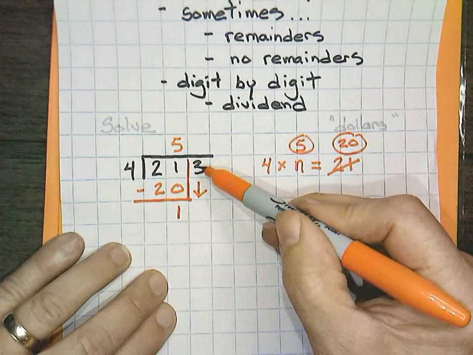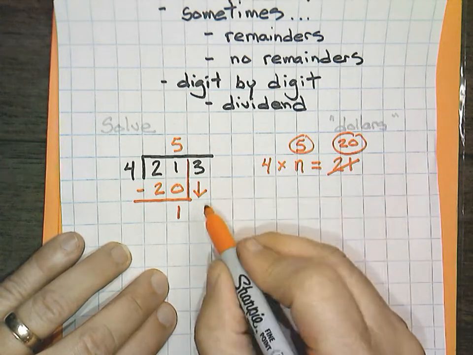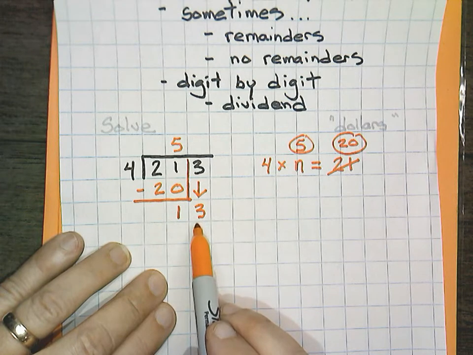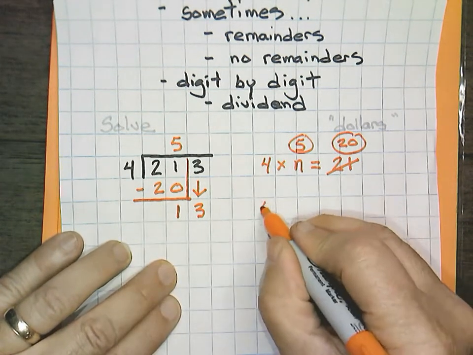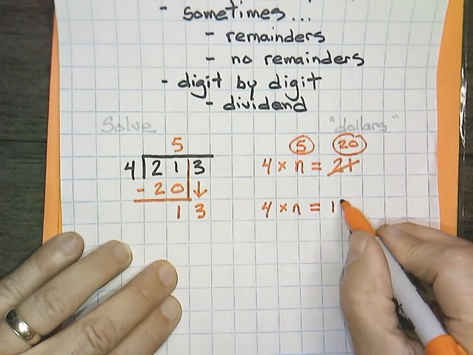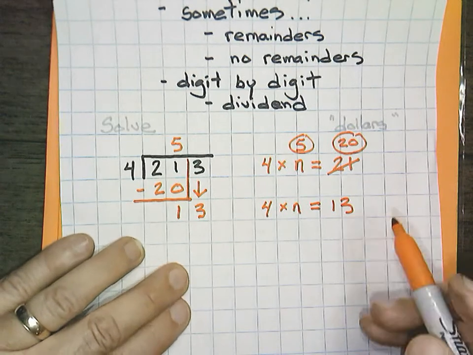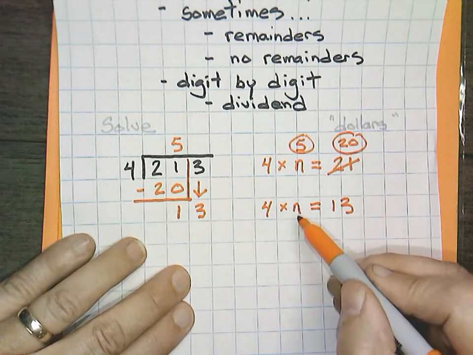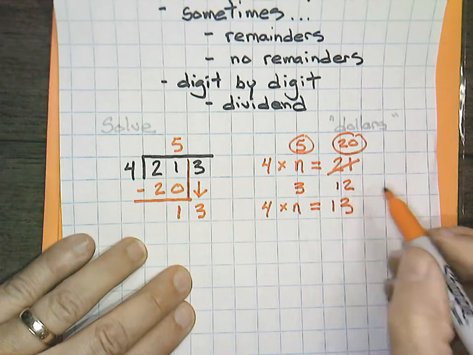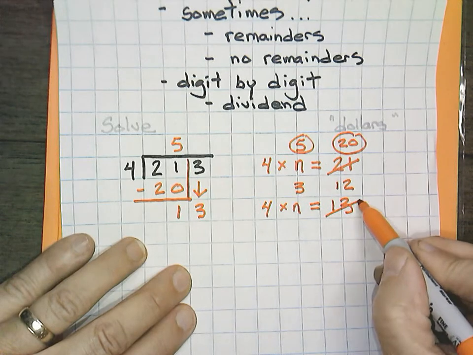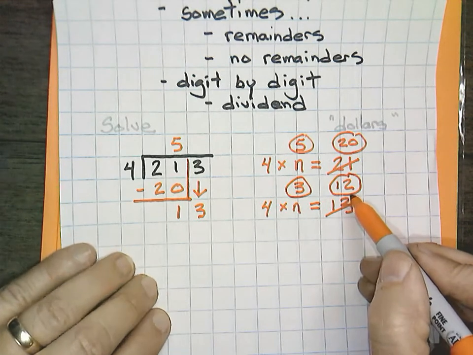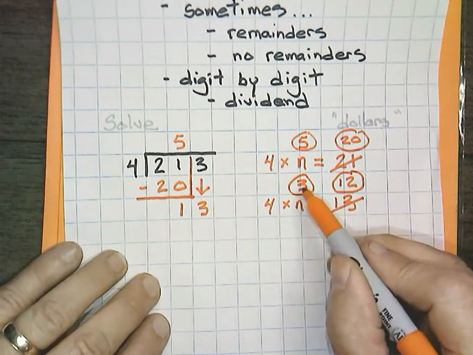Now, what are we going to do with this 3? We're going to bring it down and create 13. Now what we have is 13 divided by 4. And once again, I'm going to create a multiplication sentence to solve. I know that 4 times 3 is equal to 12. Notice that it's not equal to 13. I'm going to cross 13 out. The closest we can get without going over would be 12. I'm going to use both of these numbers.